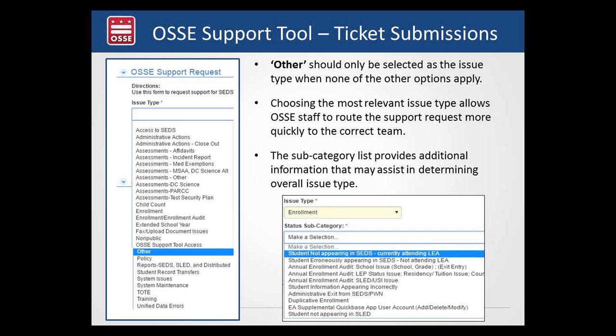Now, sometimes you don't see the issue on the initial list. That's because the issue is going to pop up under the subcategory. So first you pick the issue, and then there's a subcategory that opens up. One of the big ones that we see a lot for other is when a student is not appearing in SEDS, and people choose other because they don't see that listed on the issue type. However, that is an enrollment issue. So you select enrollment, and then there's a subcategory menu, and you can specifically select student not appearing in SEDS. And this will help the team send it directly to the person that can solve this problem for you.